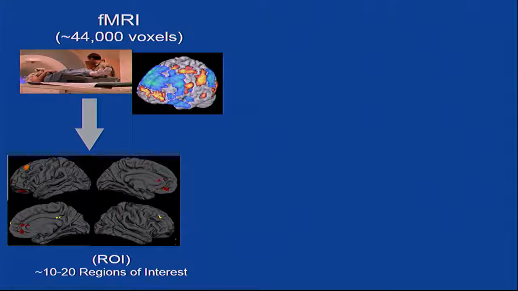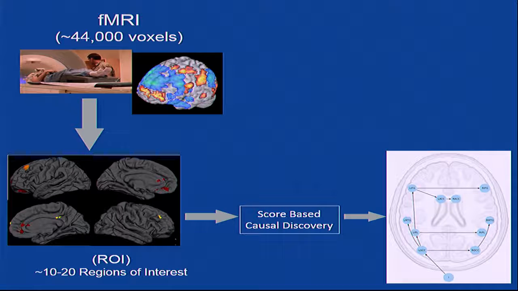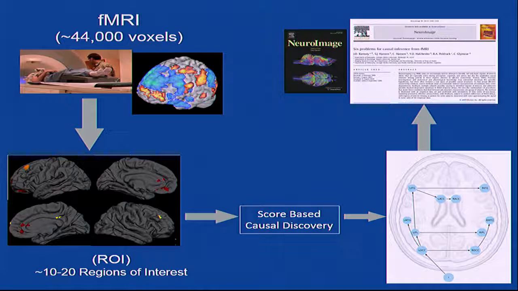In these kinds of studies, the neuroscientists worked very hard to identify what they call regions of interest. So instead of analyzing 44,000 voxels, they would collapse those regions into maybe 10 or 20 different regions which were taken to be something functional in your brain. And then we'd run this data, and there's lots of pre-processing I won't go into, through a score-based causal discovery algorithm, and what we get is the causal connectivity among the regions in the brain when they were processing a particular task given to the subject in these magnets. And that's been published in a whole bunch of different places.